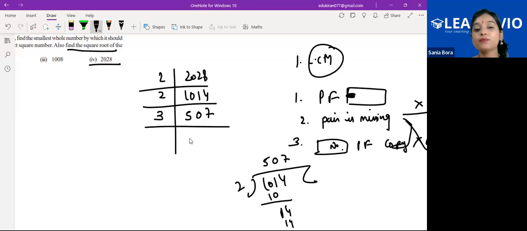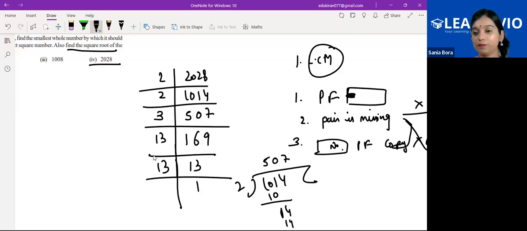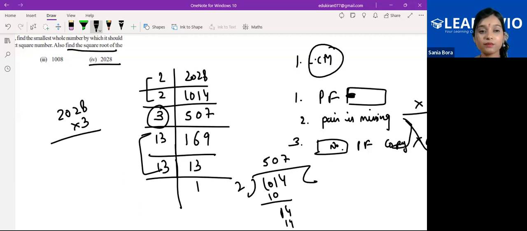Yes. So then in the 3 table, 3 1s are 3. Right? 3 1s are 3. Then 169. 4 5s are 20, 3 6s are 18, 19, 20, 3 9s are 27. Right? Then again, with which table? 169 it is, so the 13 table. 13 13s are 169. Square of 13 is this, and 13, 1. Right? So over here, this has a pair, this has a pair, 3 doesn't have a pair. So what are you going to do? 2028 multiply by 3. After multiplying it with 3, what will you get? 6084, right? Everybody? Yes, ma'am.